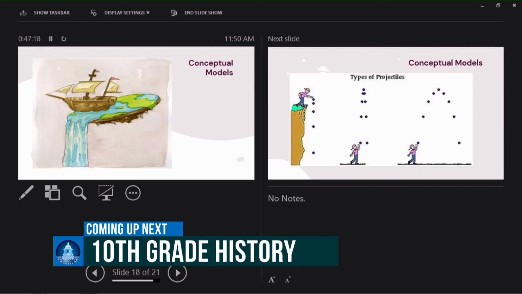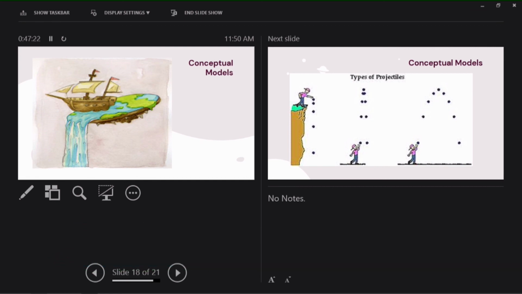So here's another conceptual model. It's a model of the Earth being flat and a ship falling off the Earth. Do you know that people used to think the Earth was flat and that ships just fell off the side of the Earth if they go too far?